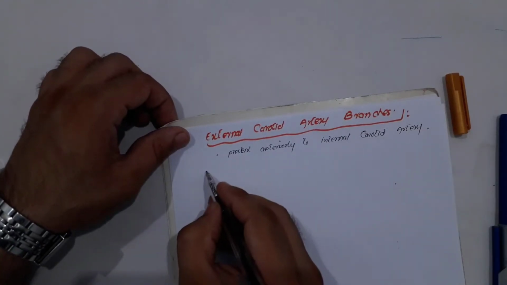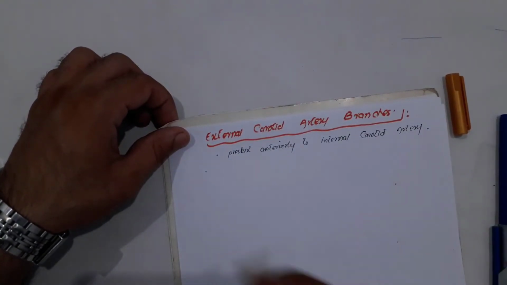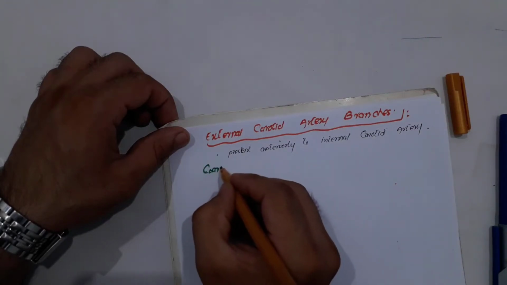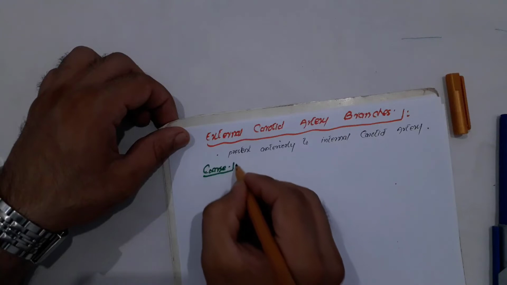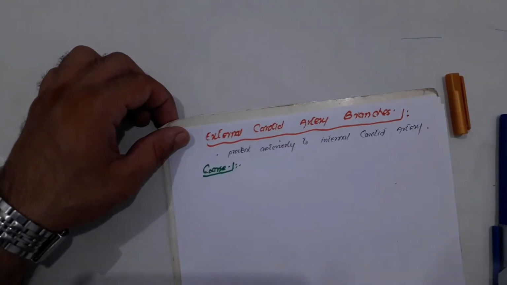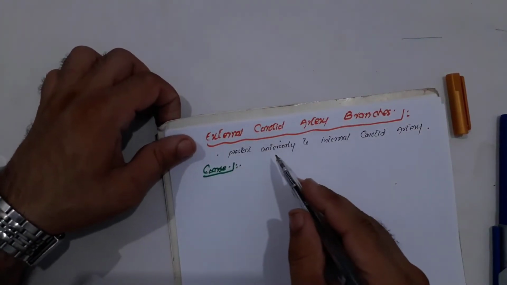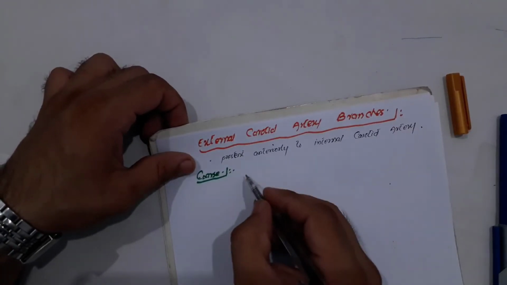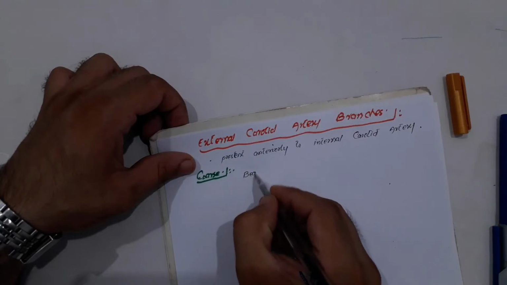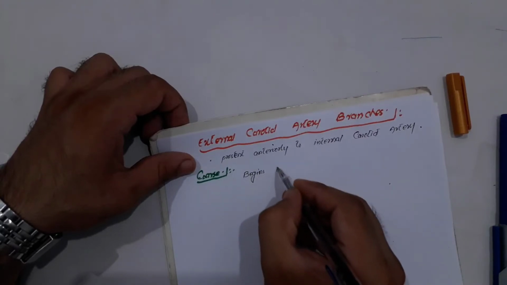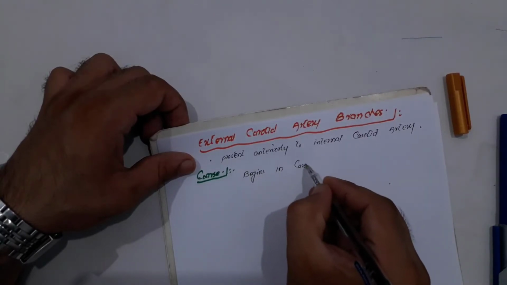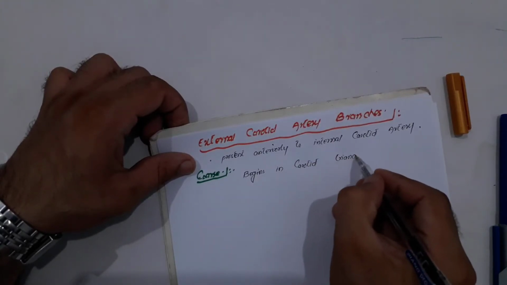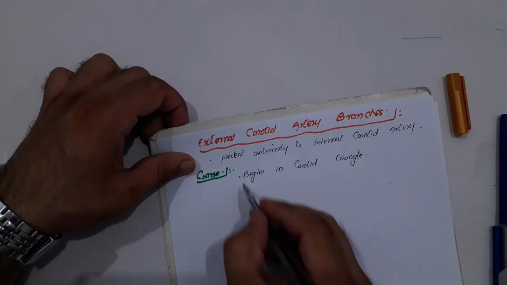Okay, what is its course? Let's follow this artery course. Okay, so this external carotid artery begins in the carotid triangle. It begins in carotid triangle. I will draw the diagram now.